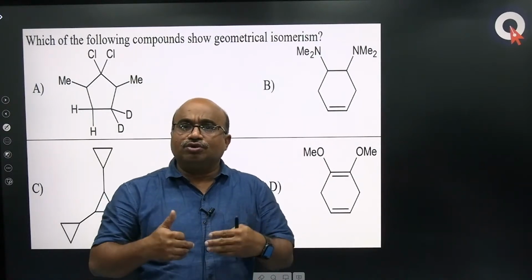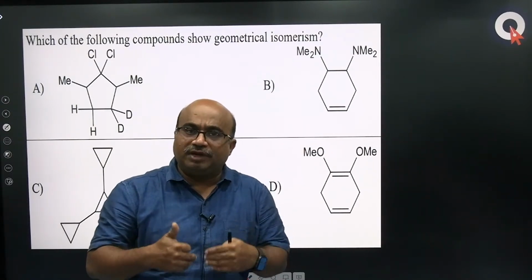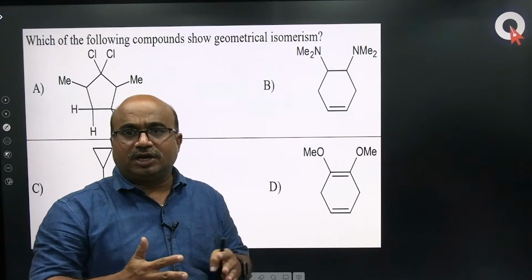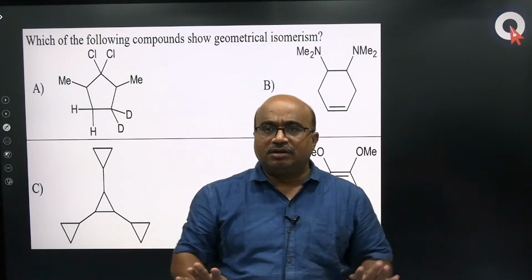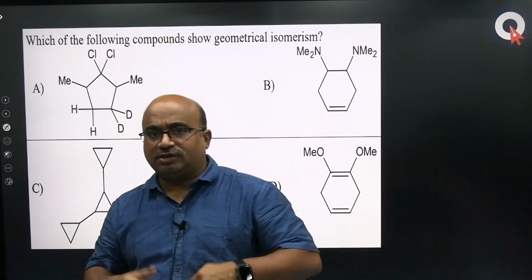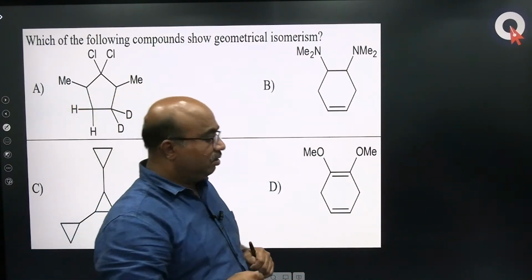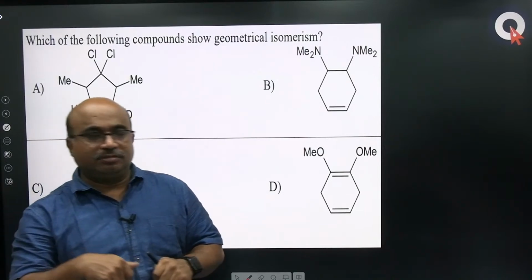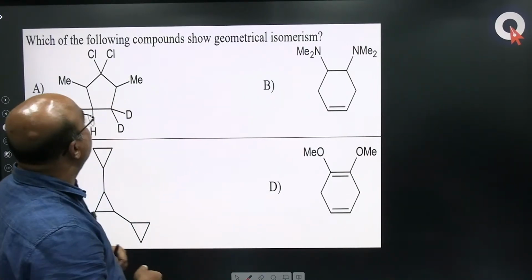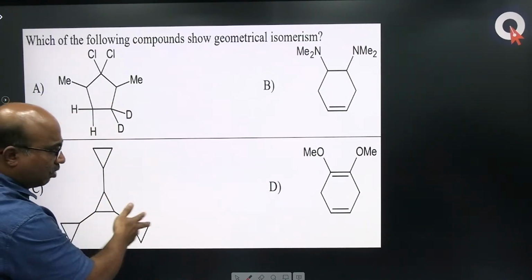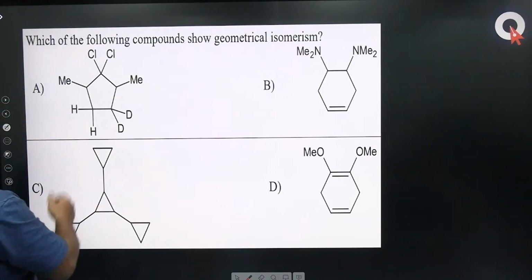Or we usually say cis-trans isomerism, and we can also apply EZ isomerism, because EZ isomerism is a generalized nomenclature, a generalized way of saying geometrical isomerism. This is what we follow, the priority system. Anyhow, there is a question for us also, we will see there.